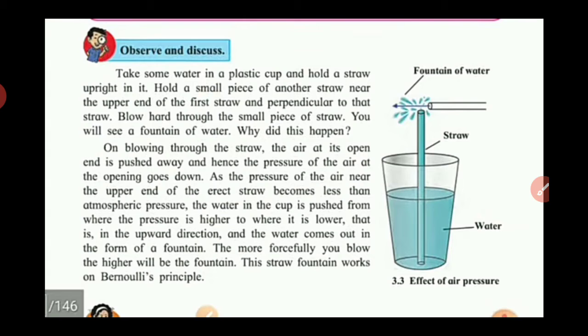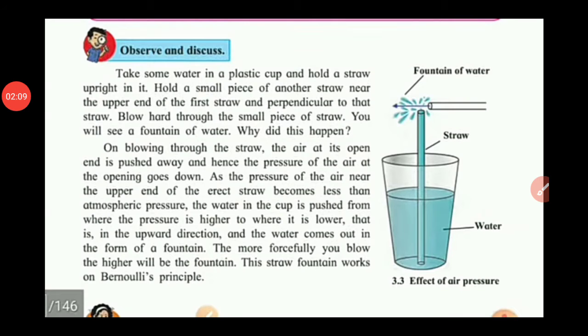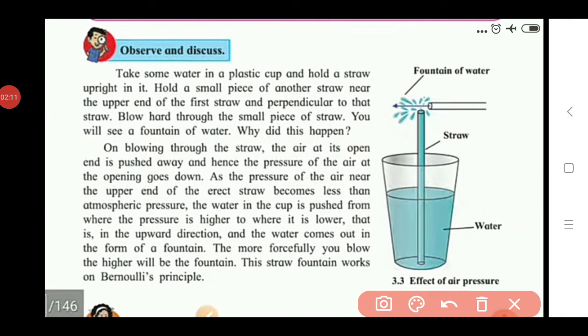Here we continue to our next point. In the last lecture we saw the effect of air pressure by doing an activity. What is the activity? I will explain it again here. This activity starts by taking some water in a plastic cup. Here we take the water, and hold a straw upright in it. Upright means we keep the straw in that water like this.